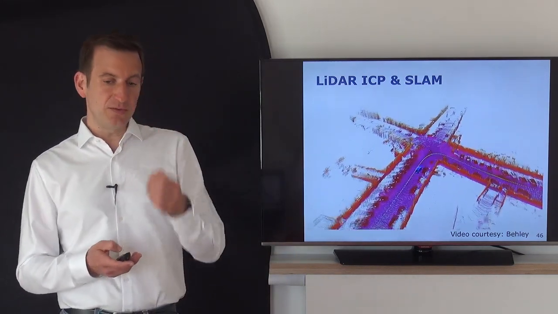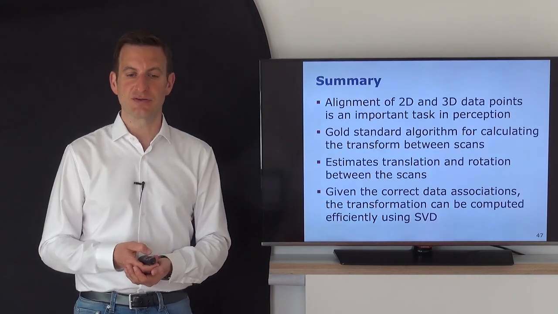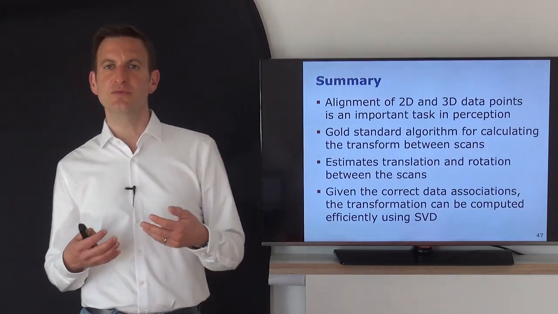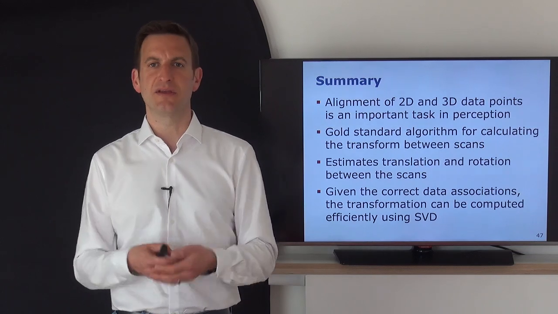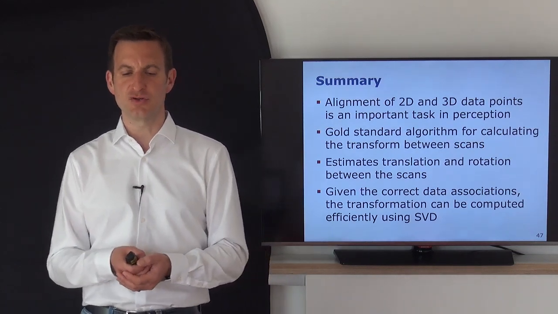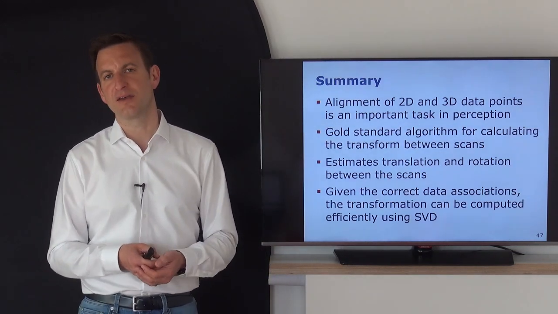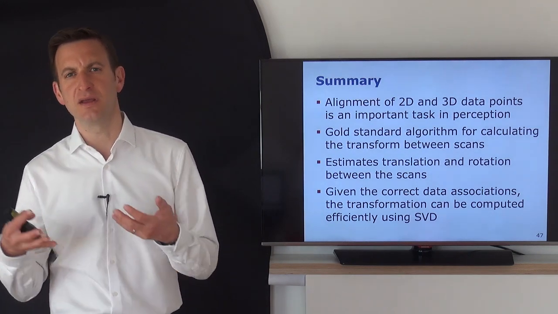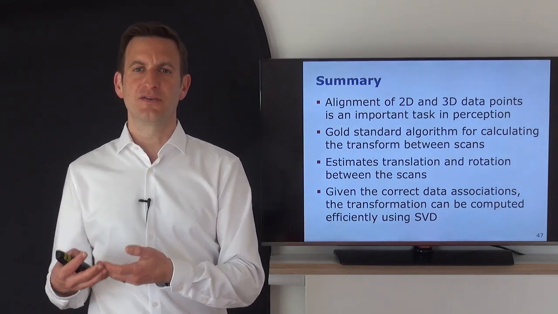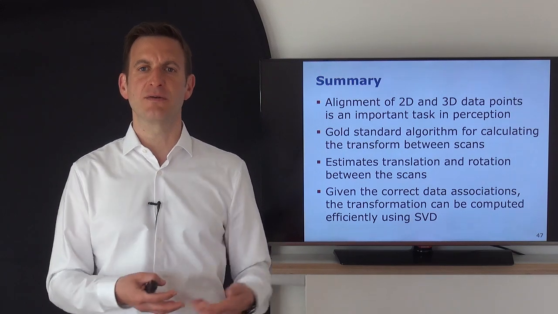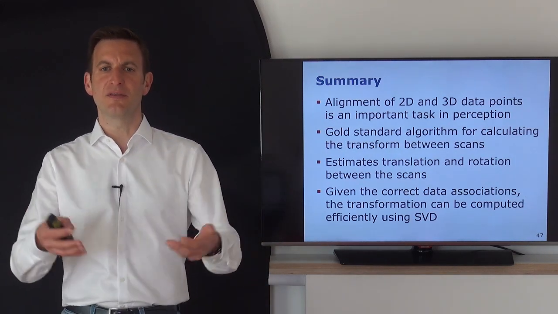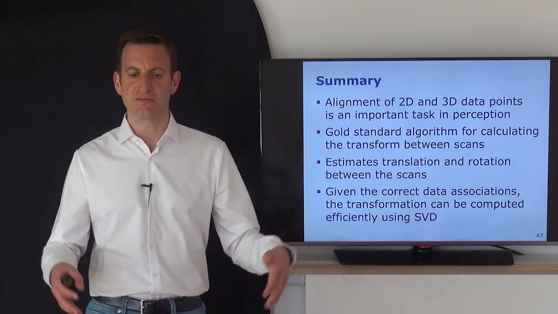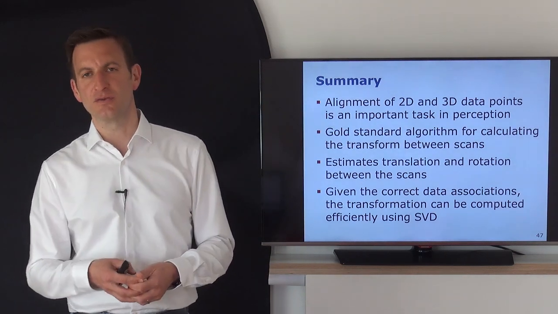So this brings me to the end of the lecture today. Alignment of 2D and 3D data, point cloud data about our world, the geometry of the world, is an important task in perception, and aligning them is needed if you have multiple scans or observations taken from different views about the same environment, from different locations at different points in time, and you want to register those observations.